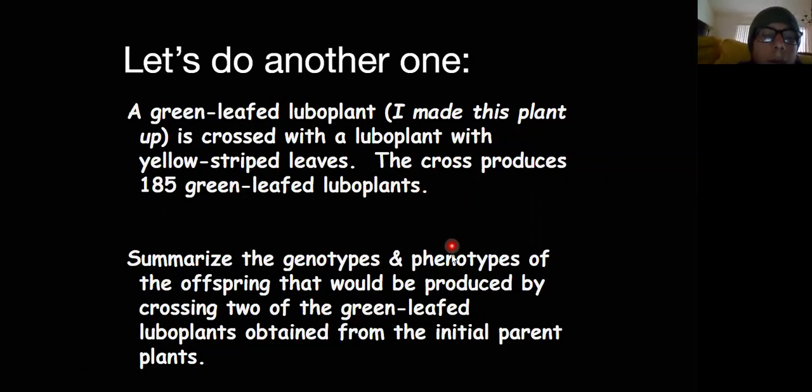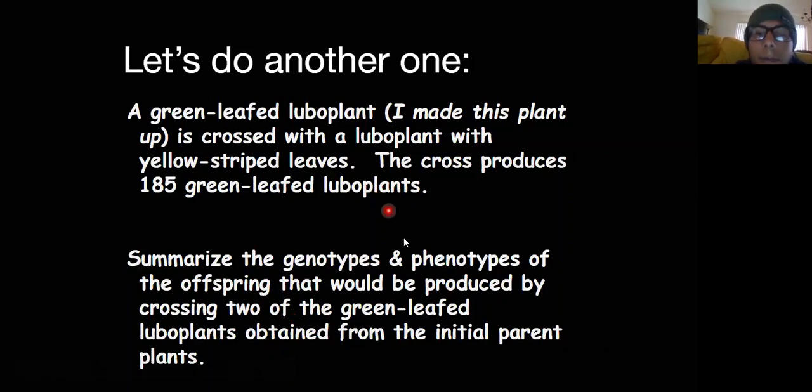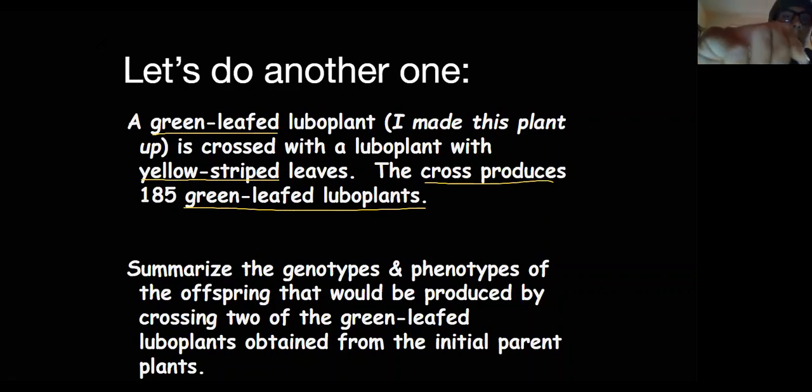Let's do another one. A green leaf lubo plant, I made this plant up, has a yellow striped leaf. This cross produces 185 green leaf lubo plants. Summarize the genotypes and phenotypes of the offspring produced by crossing 2 of the green leaf lubo plants from the initial parent plants. Okay, so let's figure out what we're trying to do. Again, let's read exactly what this problem is saying. They crossed a green leafed plant with a yellow striped plant, and when they did that, they got only green leaves. So we crossed a green with a yellow.